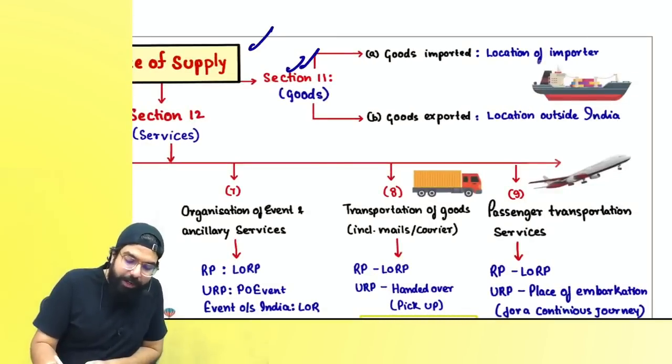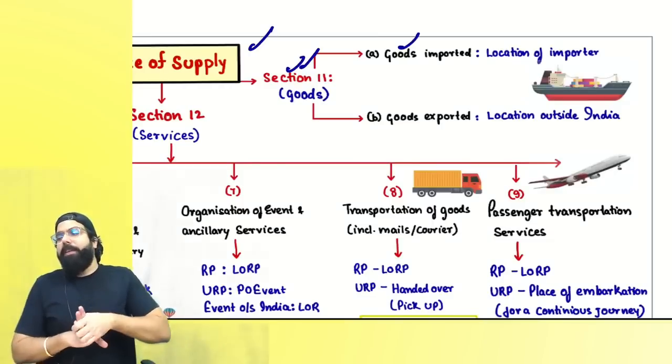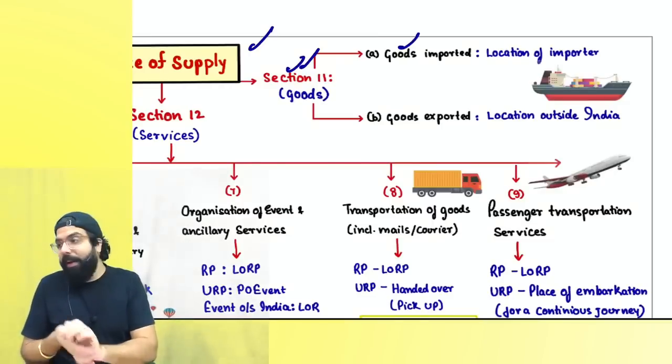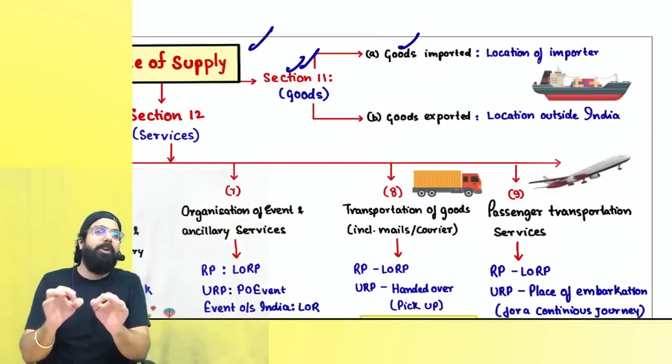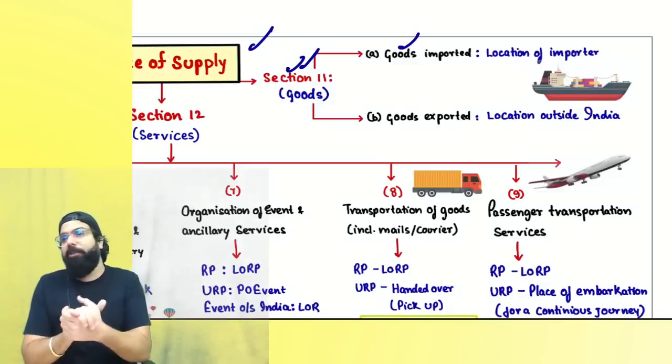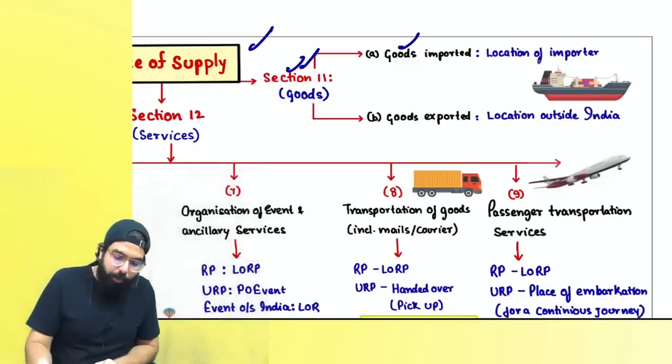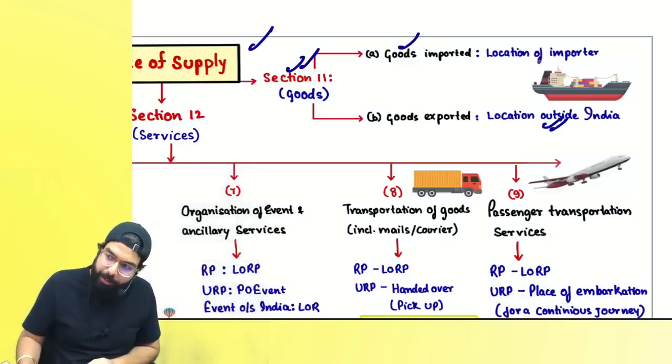Then we have section number 11. Section number 11(1)(a), goods imported, the location of the importer becomes the place of supply, and in case of export, it is the location outside India which is the place of supply.